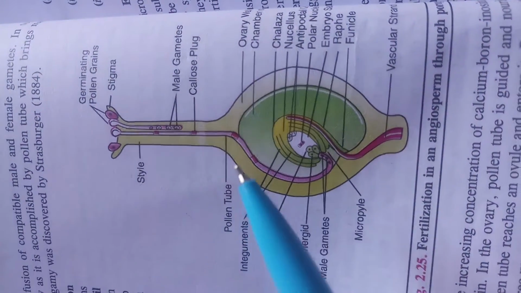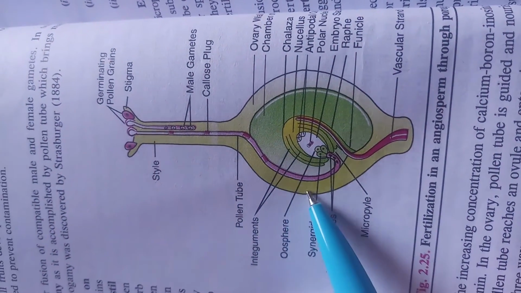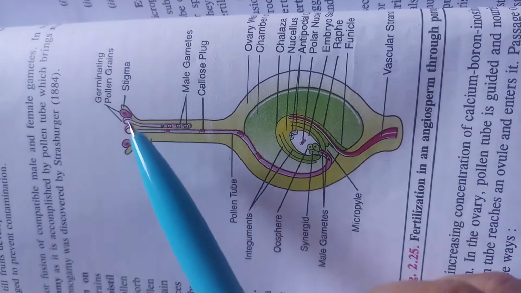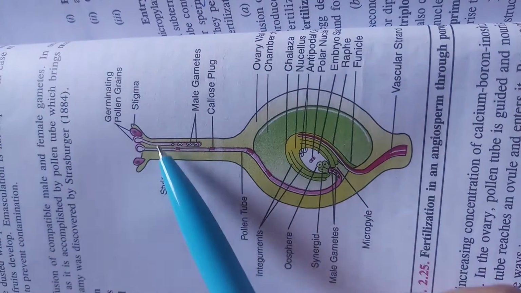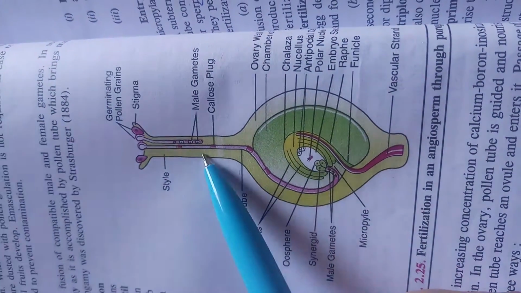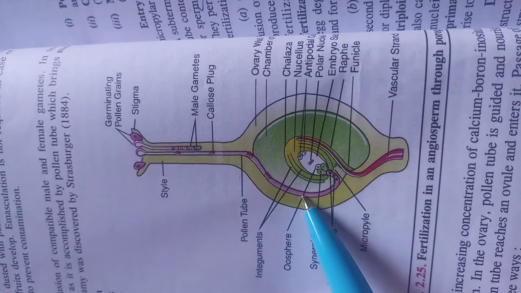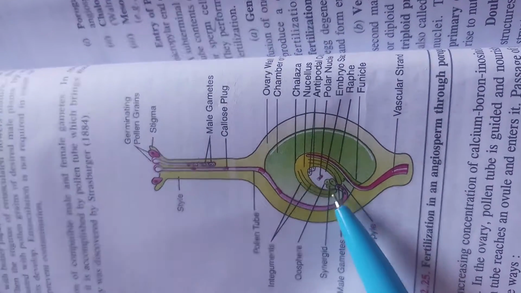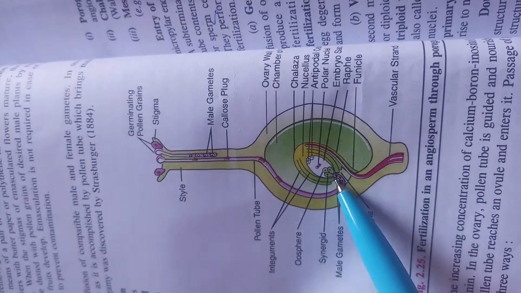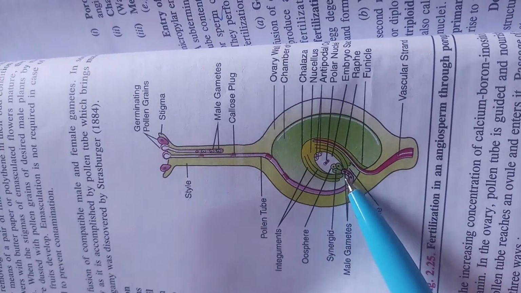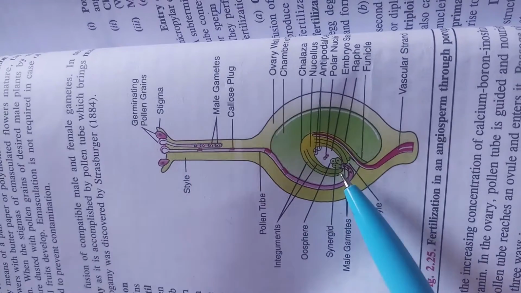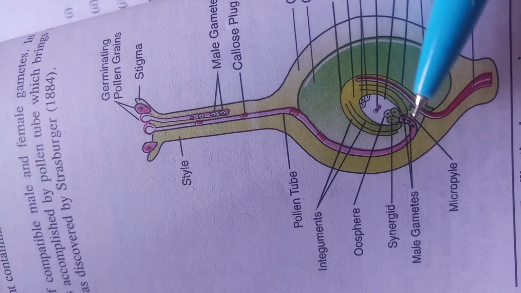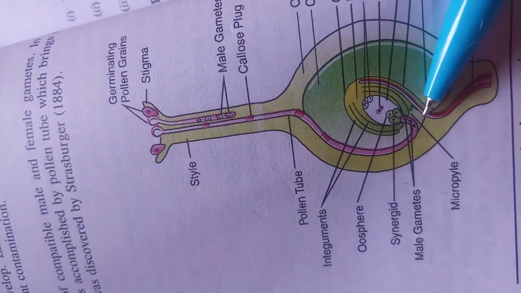This diagram shows how the pollen grain germinates and the pollen tube grows inside the ovary. The pollen tube contains two male gametes, and it starts to germinate and enter the ovule. Such a type is known as porogamy because the pollen tube enters the ovule through the micropylar end. Now we have seen how the pollen tube enters the ovule.